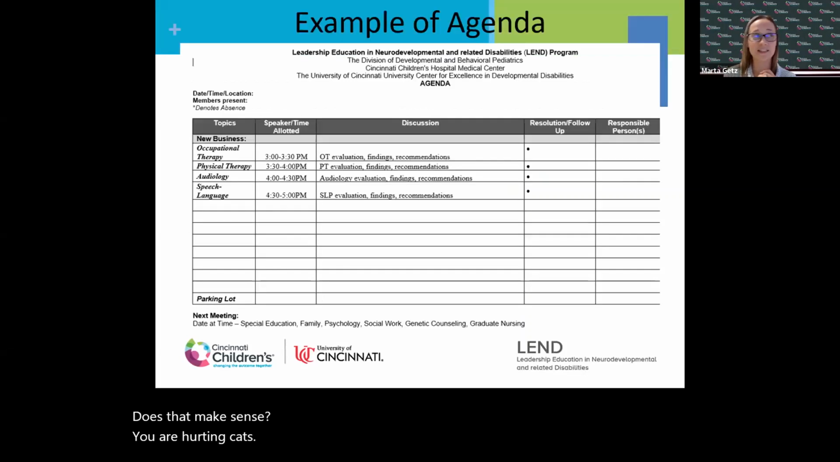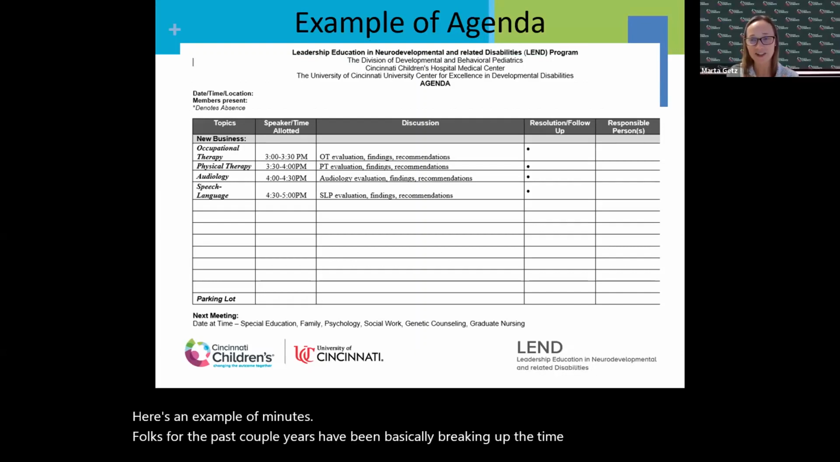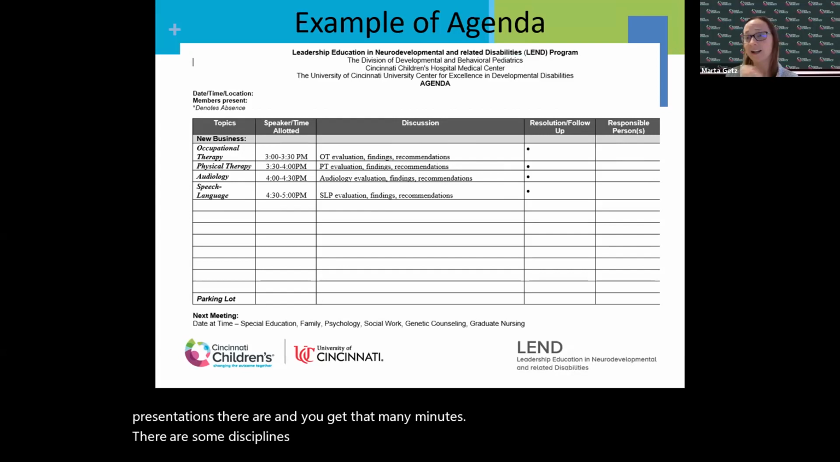Okay. Here's an example of minutes. Folks for the past couple of years have been basically breaking up the time frame by how many presentations there are, and you get that many minutes. There are some disciplines like social work. We often say, I don't need 30 minutes. If someone needs more, give me 15.